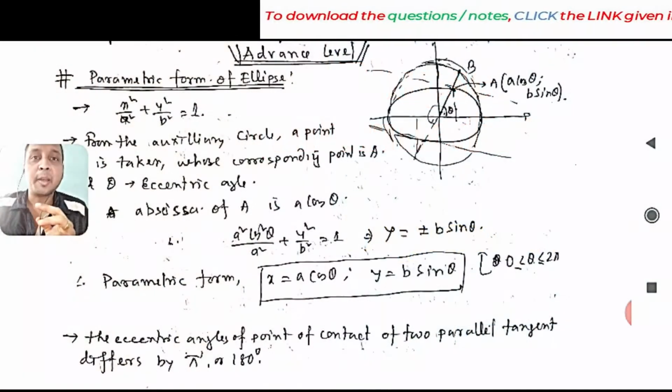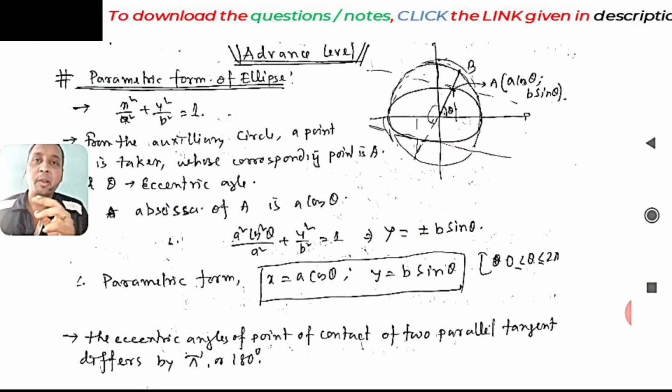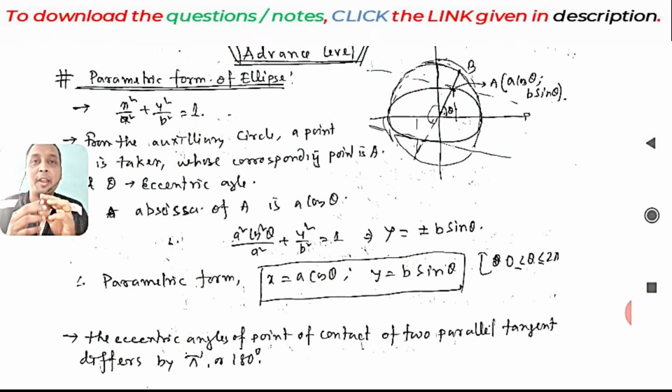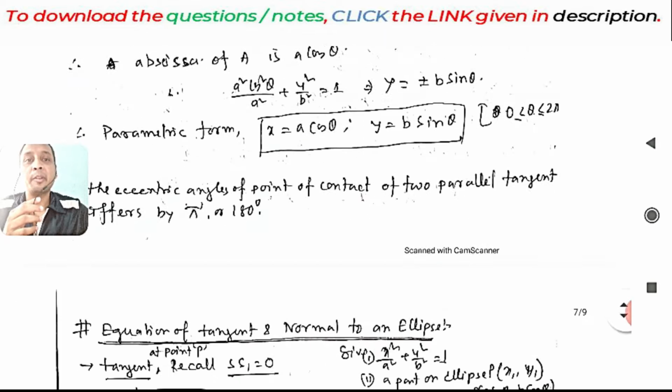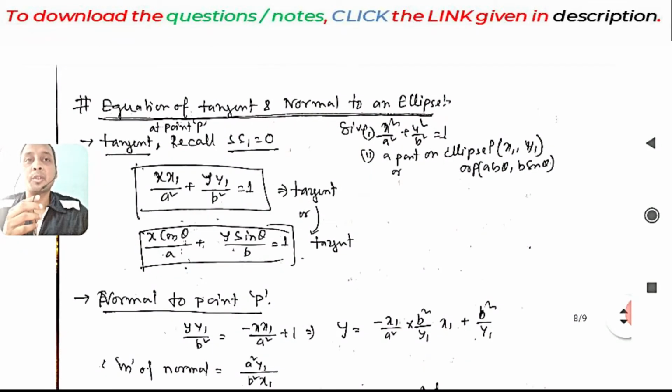Okay students, welcome to this new lecture at the intermediate level, where we are building concepts for JEE Main and Advanced level in ellipse. So today in this lecture we will see the parametric form of an ellipse, how we write the parametric form, and along with that we will see the equation of tangent and normal to an ellipse. Okay, then let's see this.